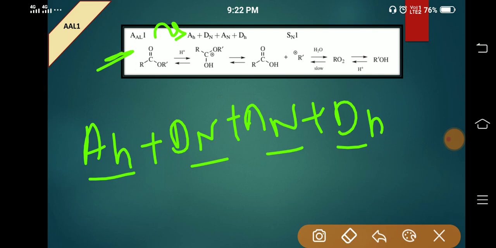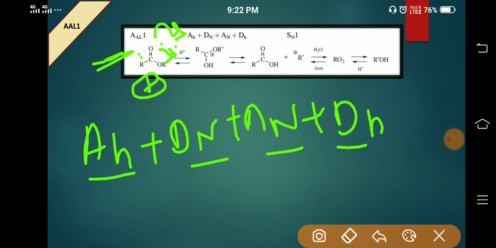This is similar to the AAC1 mechanism, but the difference is that here the cleavage of the alkyl carbon bond takes place, whereas in AAC1 there is cleavage of the acyl carbon bond. So here we have to cleave the alkyl carbon, so protonation will take place at the oxygen of the carbonyl carbon. It will lead to the generation of a carbocation.